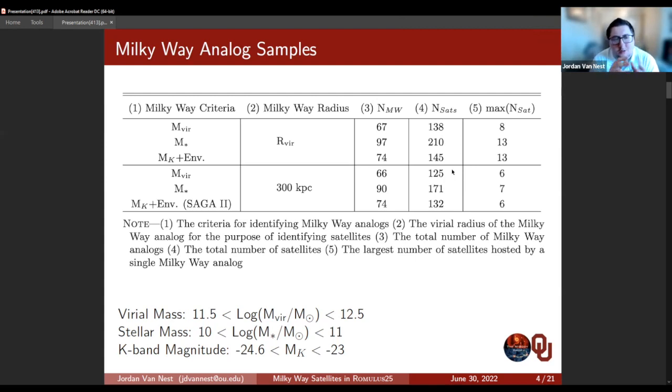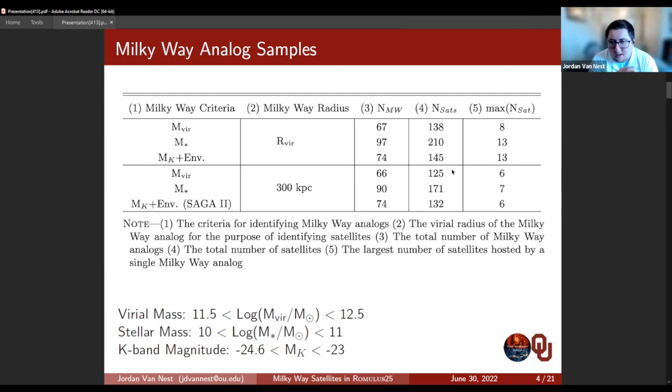And in addition to alternate Milky Way criteria, we also used alternate ways of identifying satellites. As simulators, we have the privilege of looking at a Milky Way analog and getting a definitive answer for what the virial radius is of that halo. And we can say satellites are anything centered in that radius.